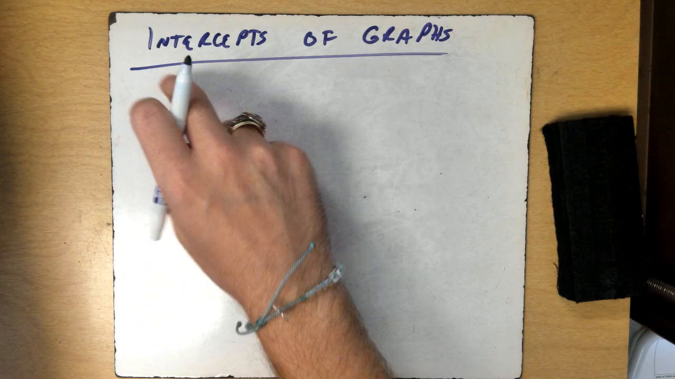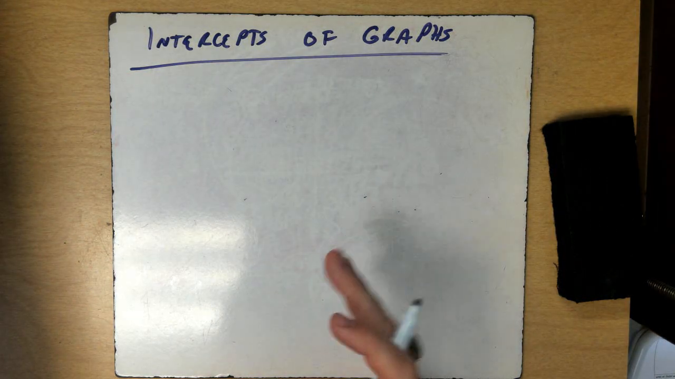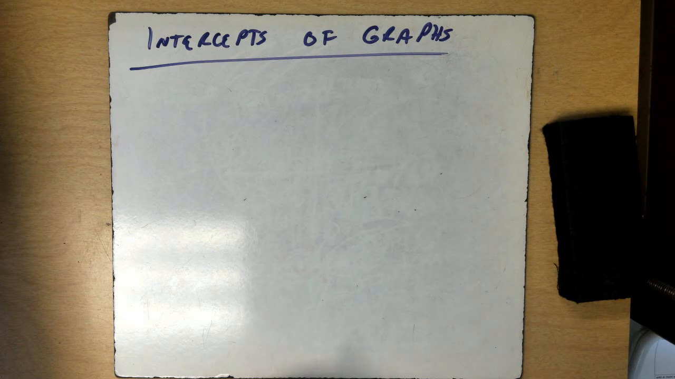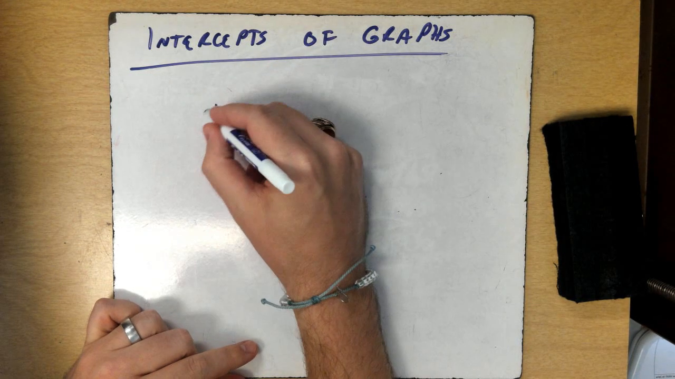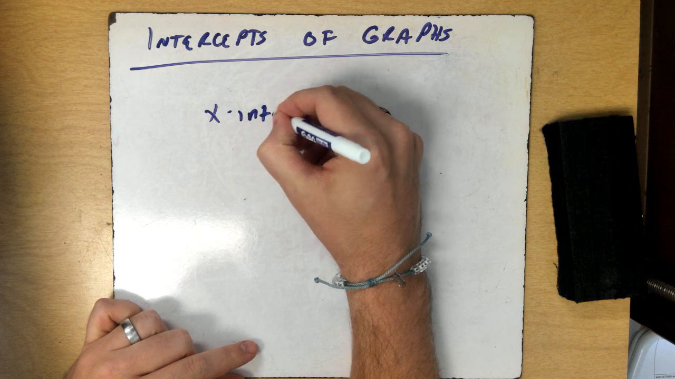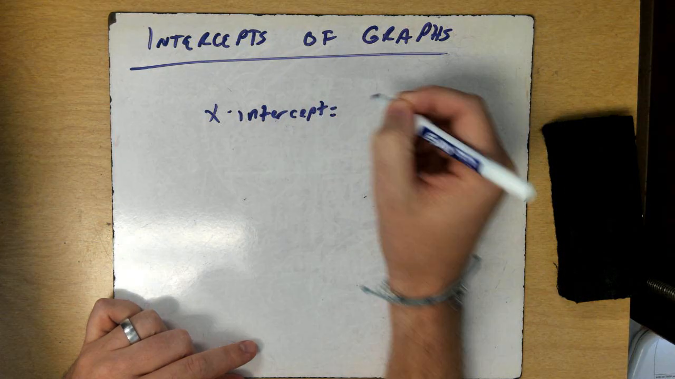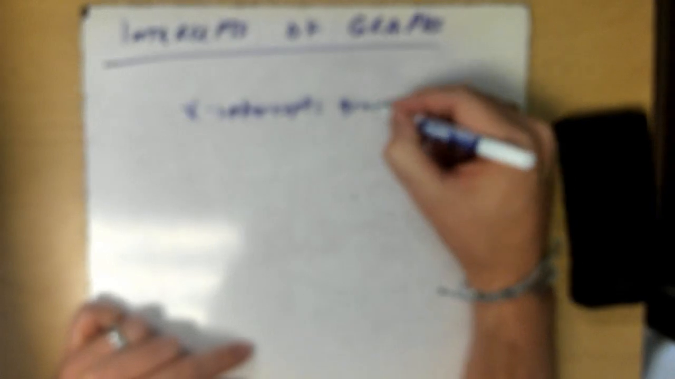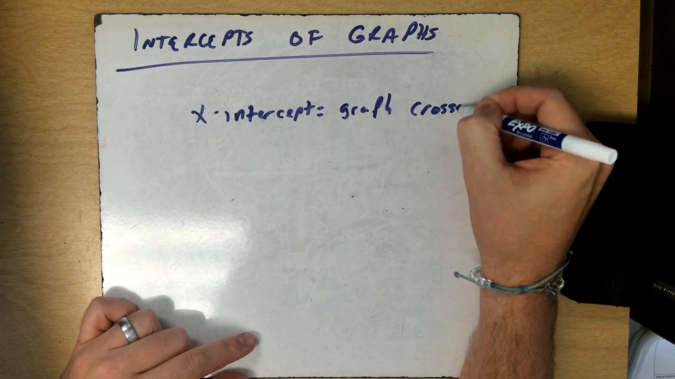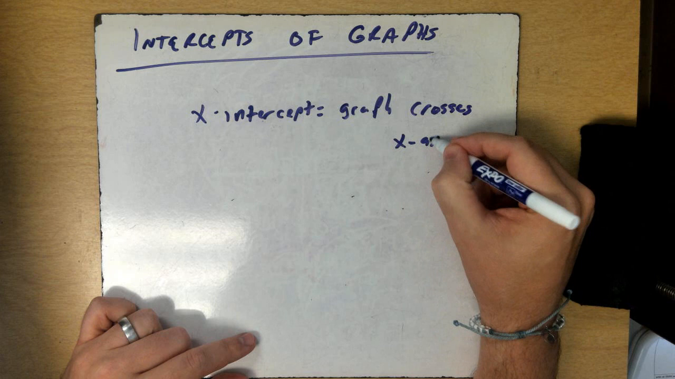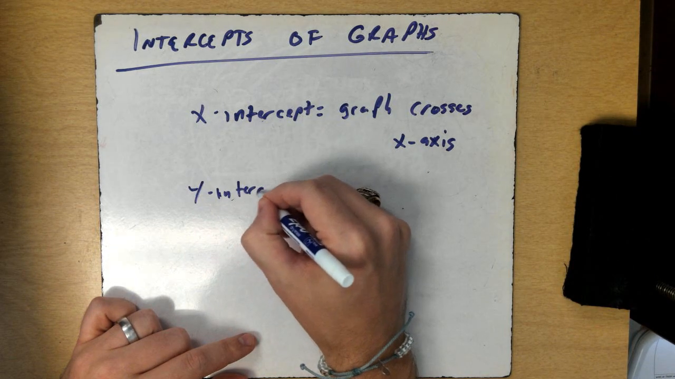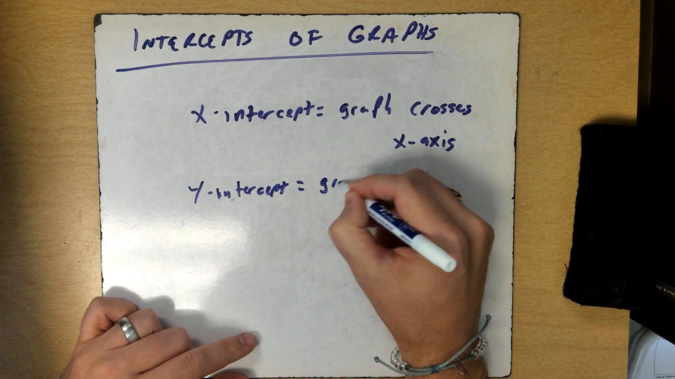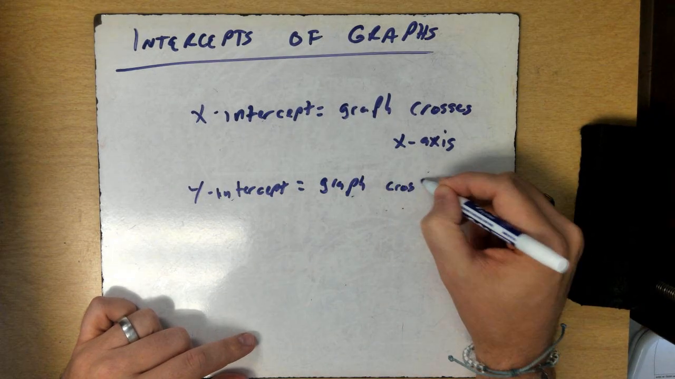All right, today's topic is intercepts of graphs. We're talking about graphs, line graphs and everything, and functions specifically. We're talking about the x-intercept and the y-intercept. The x-intercept is where the graph crosses the x-axis, and the y-intercept is where the graph crosses the y-axis.